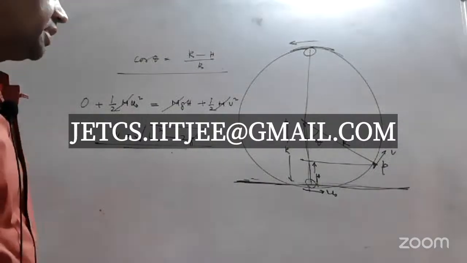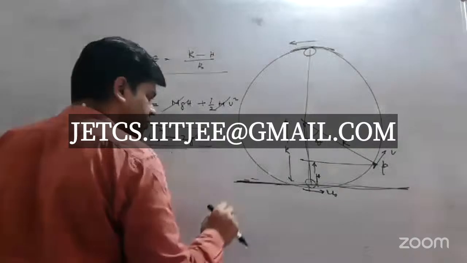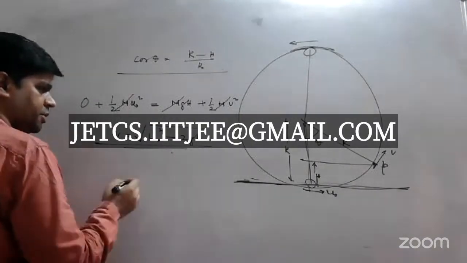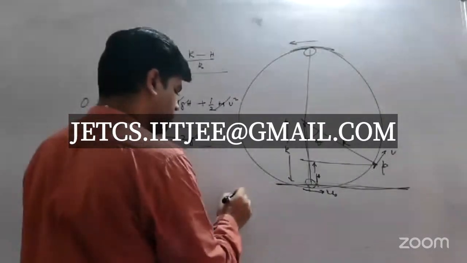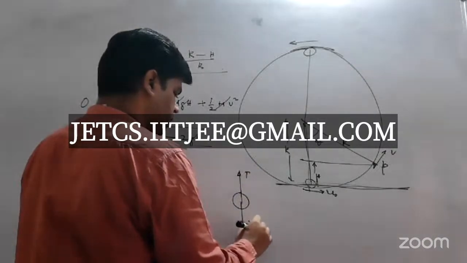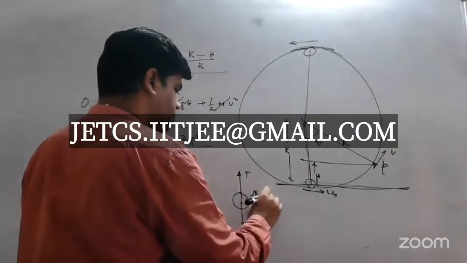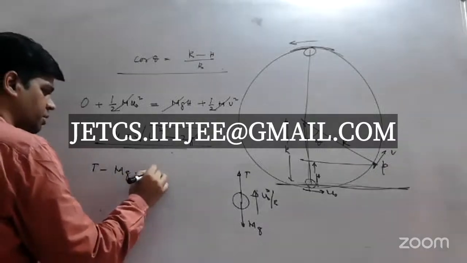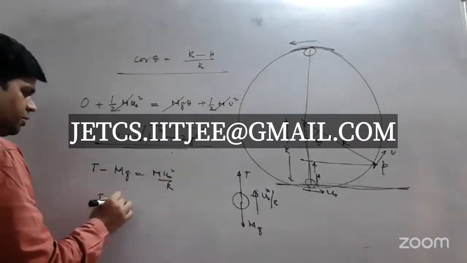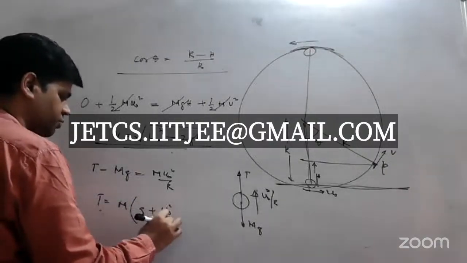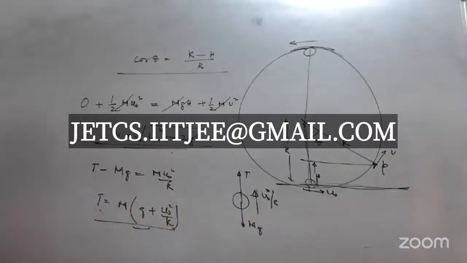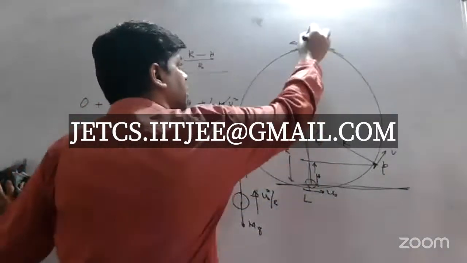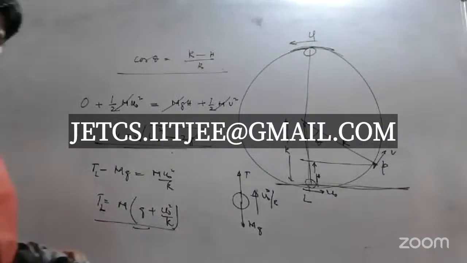Now let's find the tension in the string when the particle is at the lowermost position. I'll draw the FBD of the particle. Tension is upward. mg is downward. Centripetal acceleration is u naught square by r, upward. So my equation would be T minus mg is equal to m u naught square by r. So T is equal to m times (g plus u naught square by r). This is the tension at the lowermost position, T_L. So is it clear?